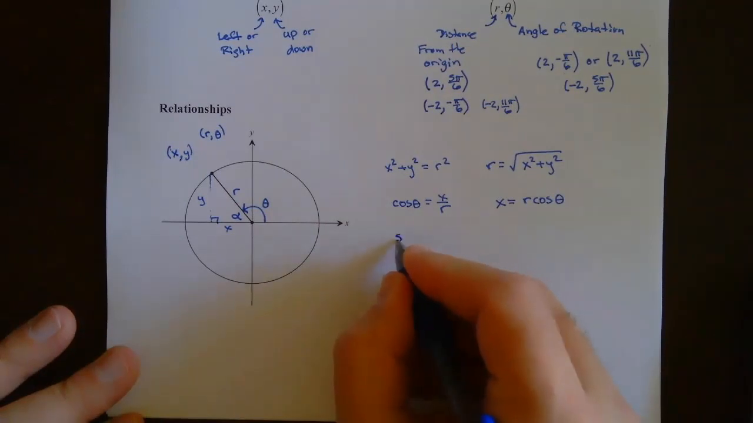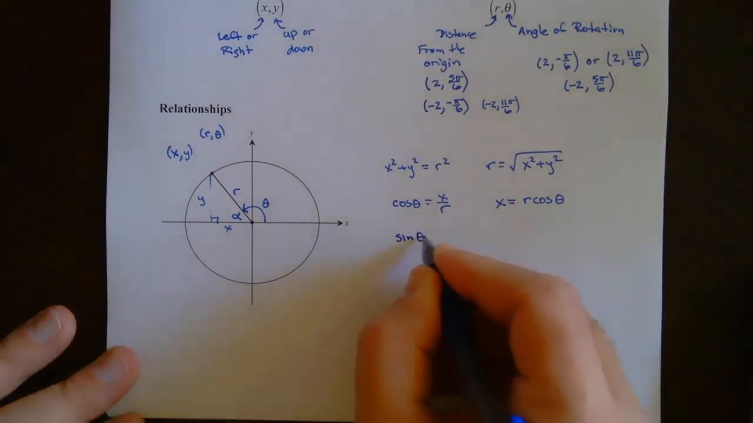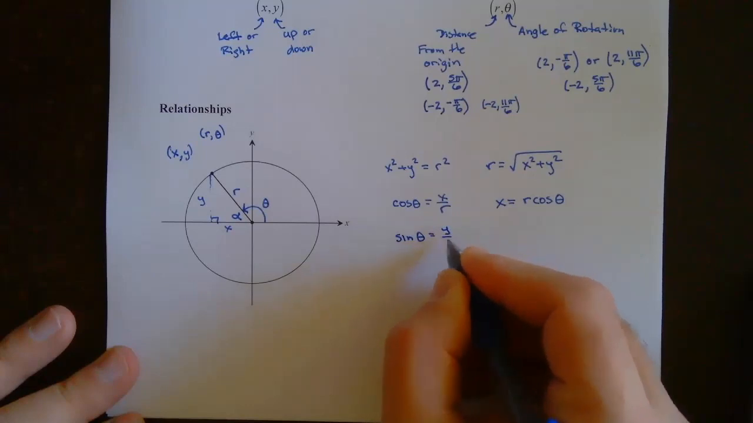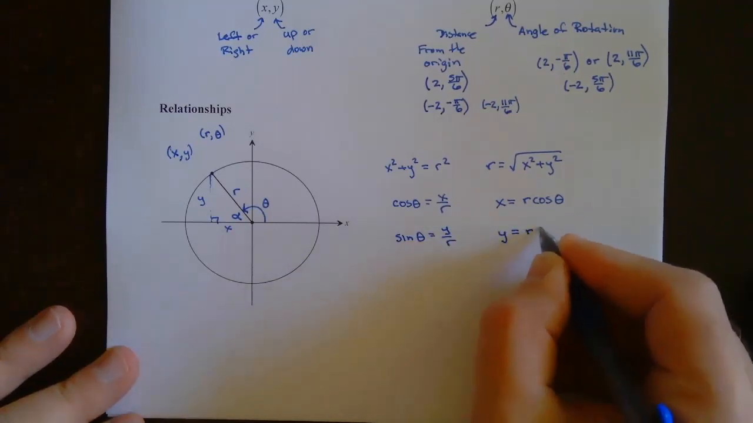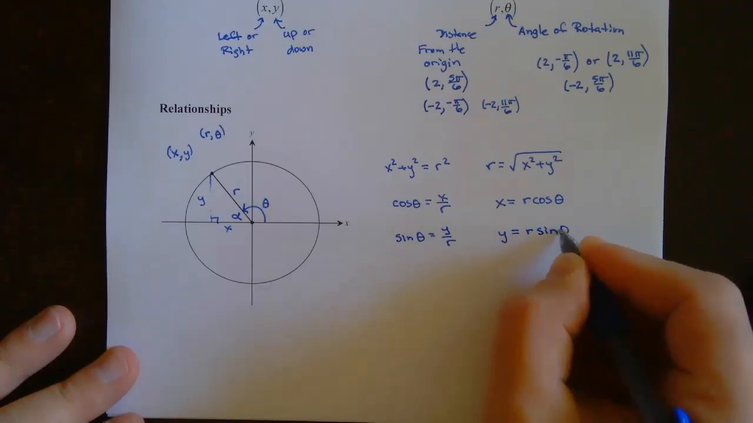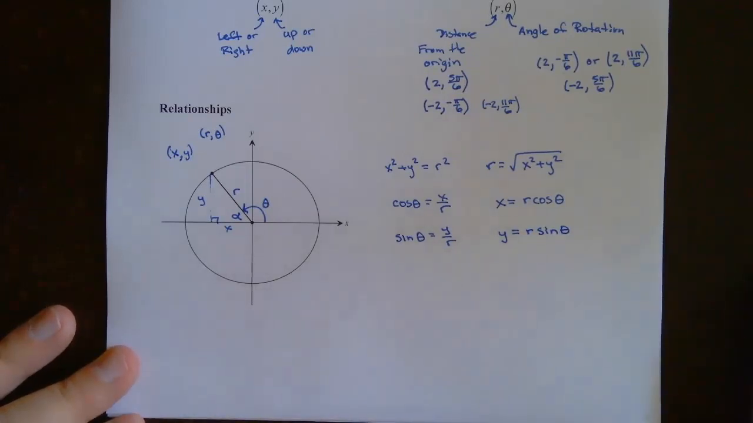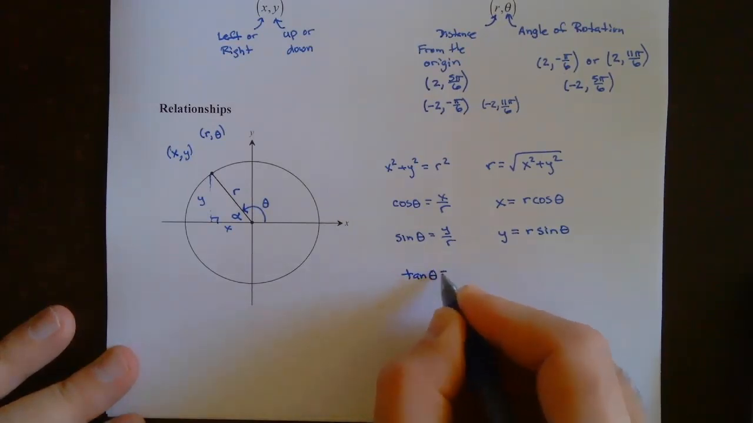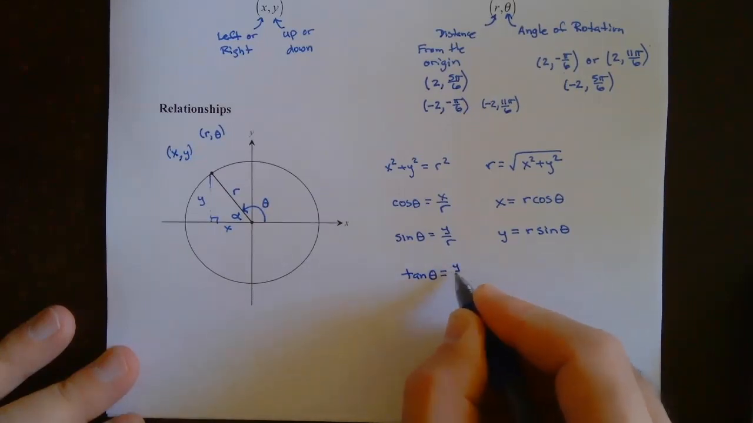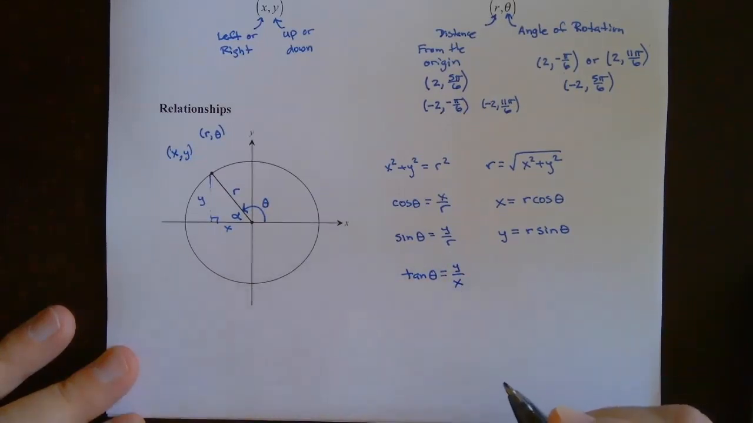Because we know that sine of theta is equal to y over r, that would mean that y must equal r sine of angle theta. And then the other one is this: tan of angle theta is equal to y over x.